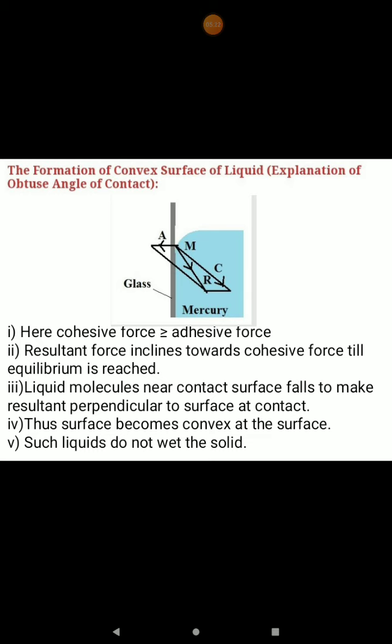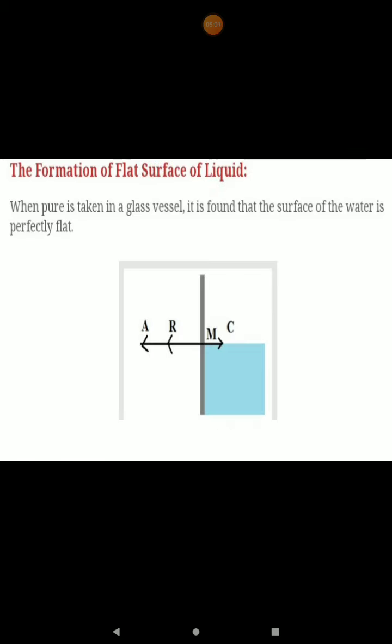here again the C vector, that is cohesive force, is greater than the adhesive force, which means vector C is greater than vector A. Length of C is greater than length of A, and again according to the law of parallelogram, the resultant R is inside the liquid, and again the liquid surface should be perpendicular to this resultant, and therefore this liquid surface becomes convex, and these liquid molecules are pulled away from the glass molecules, and thus the surface becomes convex, and such liquids do not stick to the solid surface.